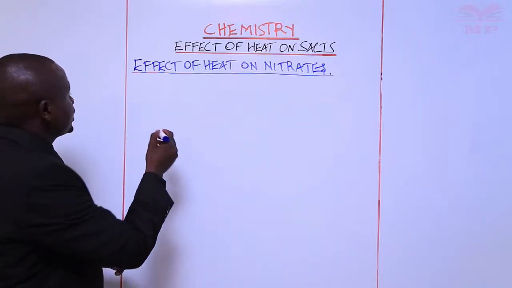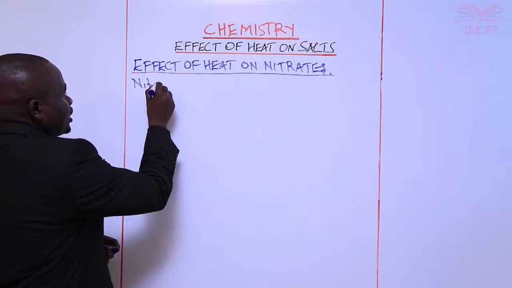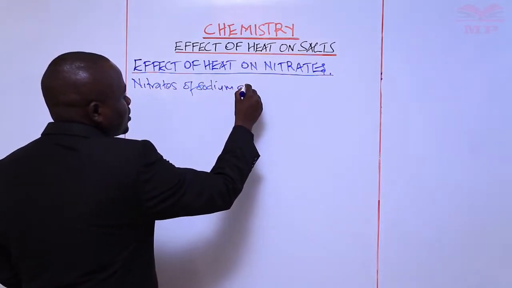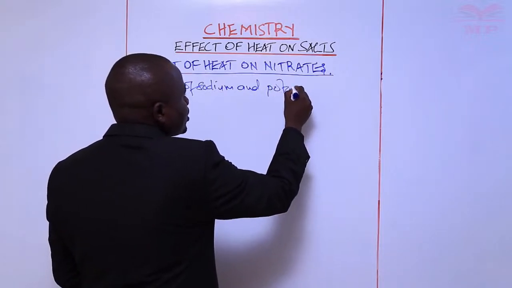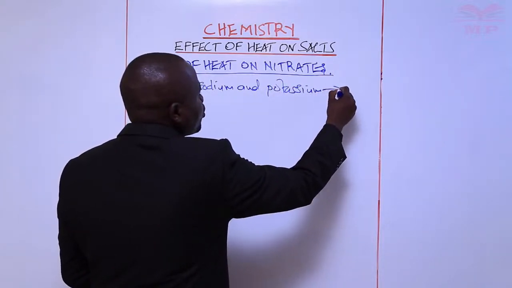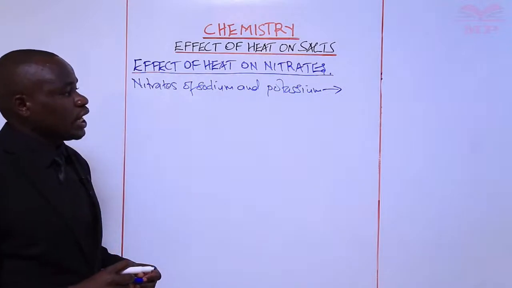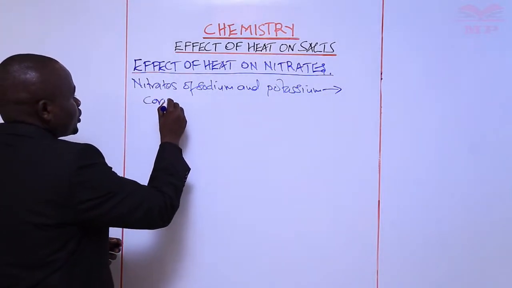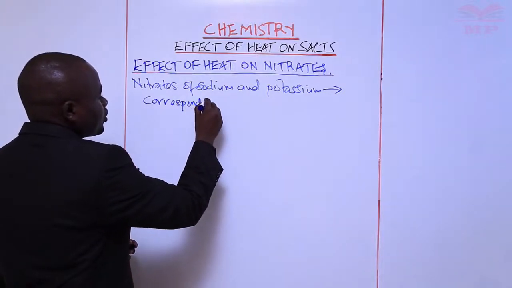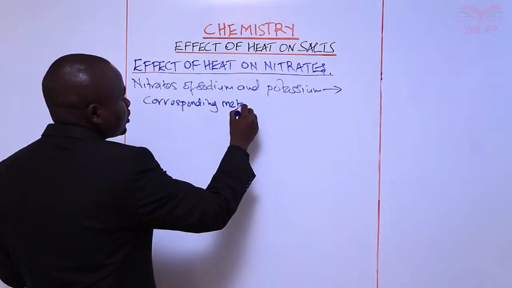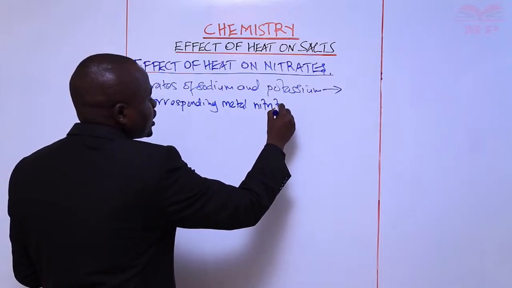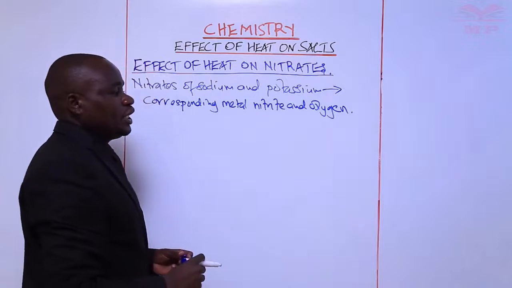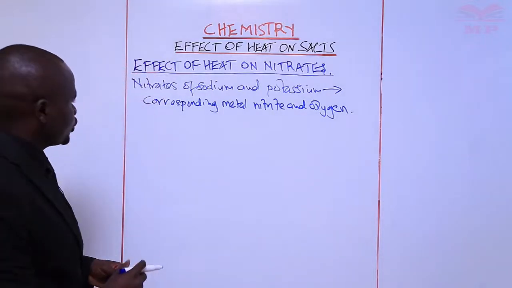We need to know that the nitrates of sodium and potassium decompose on heating to give you two products. The products are the corresponding metal nitrite and oxygen gas. So we illustrate that using an equation.